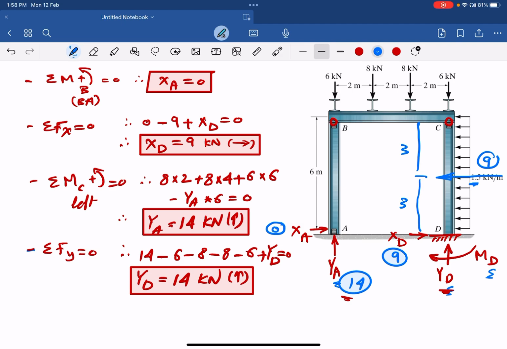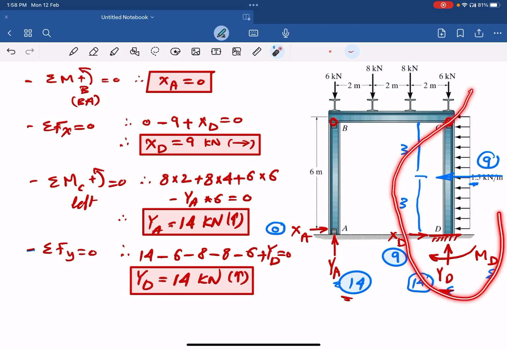Now we found this one. It is again 14 kilonewton, similar to the Ya. So Ya and Yd are the same, the value 14 and 14. But of course, don't forget to make a check at the end. But we still have to find the last unknown, which is the moment at D. For the moment at D, the easiest way is to take a moment at C for this part.